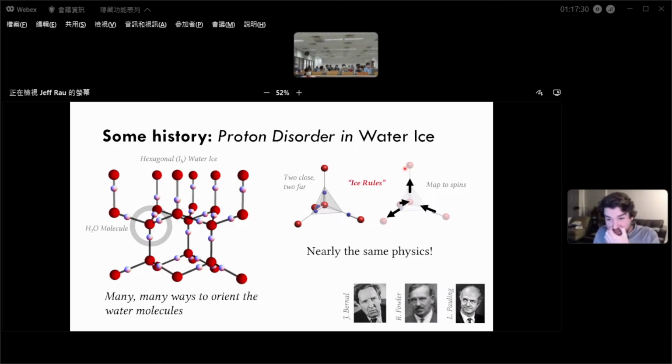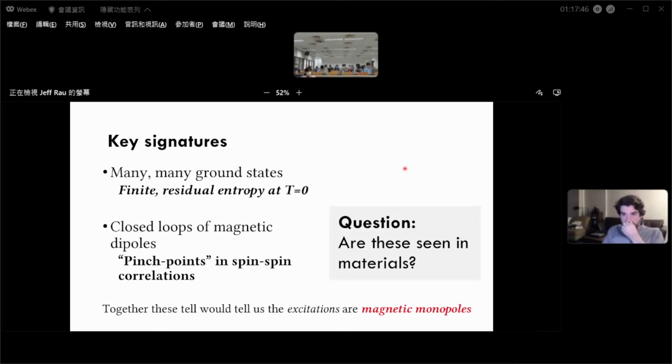I will say that water ice, while superficially similar to spin ice, does actually have a lot more going on in it, especially related to charge defects that are less of a problem in the magnetic version of ice. Okay, so how does this stuff show up?